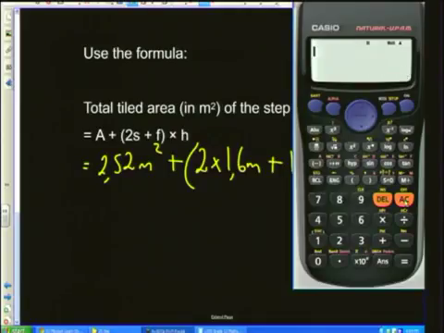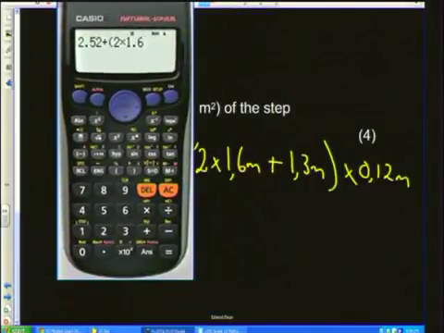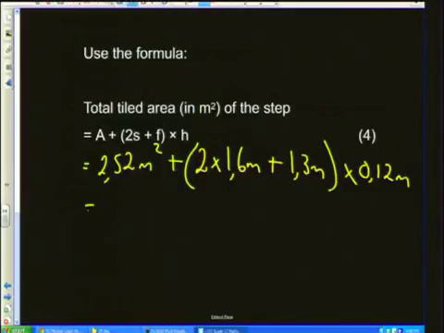And our calculator is going to say 2.52 plus, open the bracket, 2 times 1.6. Now I'm going to shift my calculator to this side so I can see the rest of the question. Plus 1.3. Close the brackets. Times 0.12 equals, and there's my answer, 3,06.